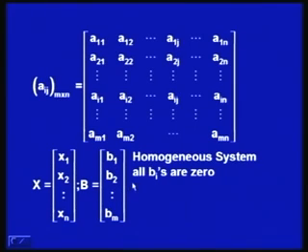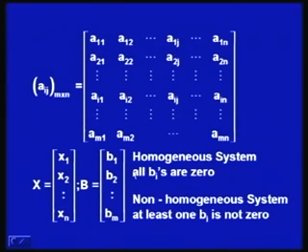This system of equations may be a homogeneous system. If all the bi's are 0, then we have a system of homogeneous equations, or we call it a homogeneous system. But if any one of them, at least one of them, is non-zero, then the system is a non-homogeneous system.